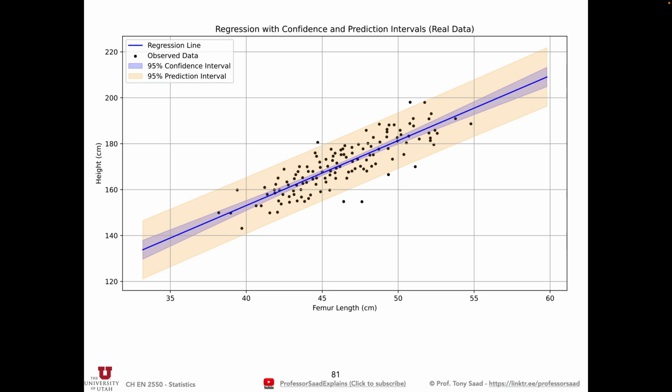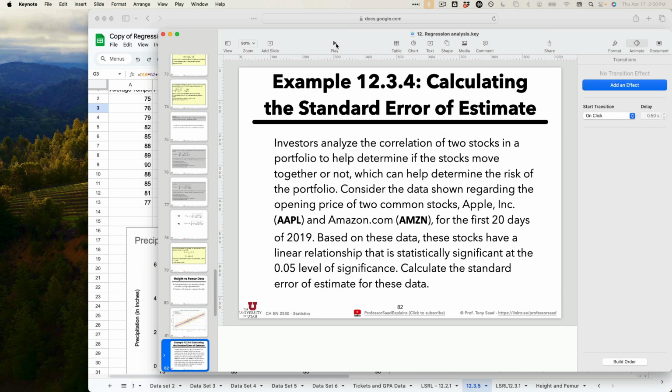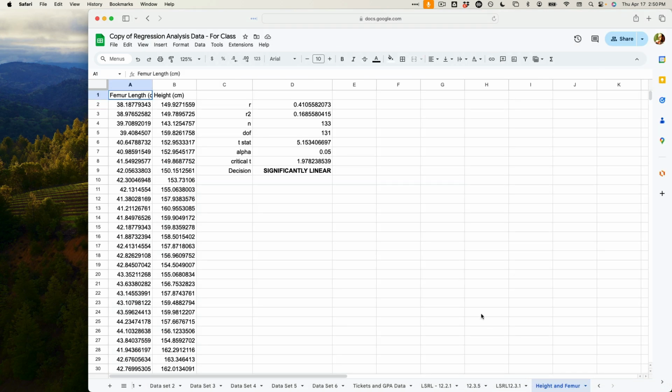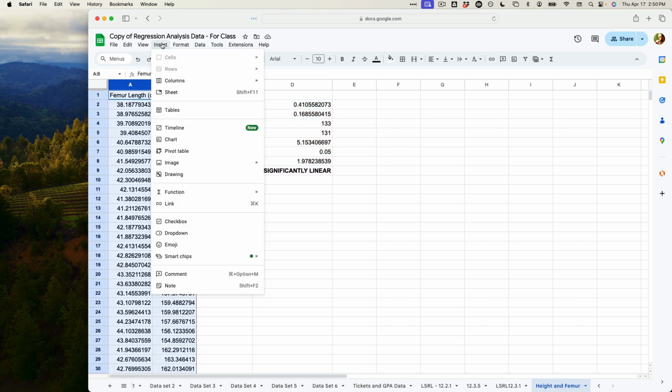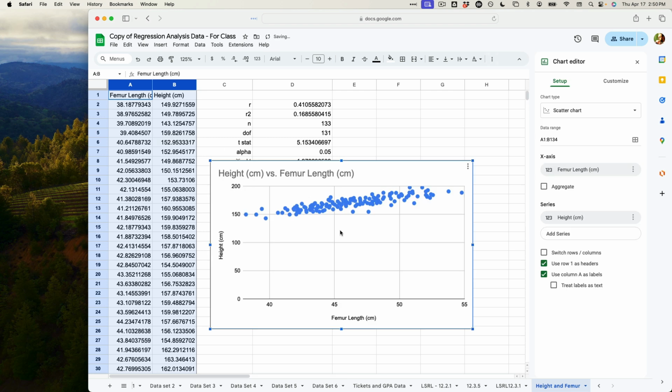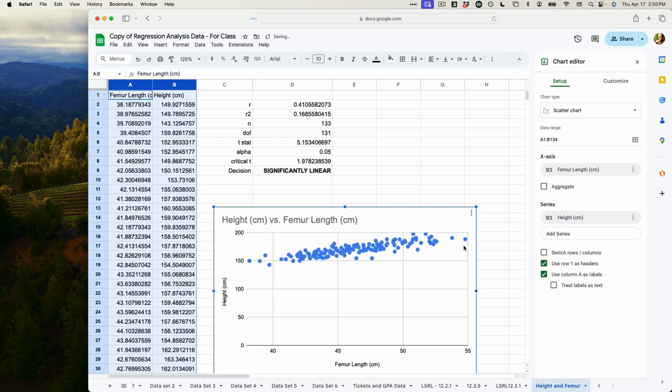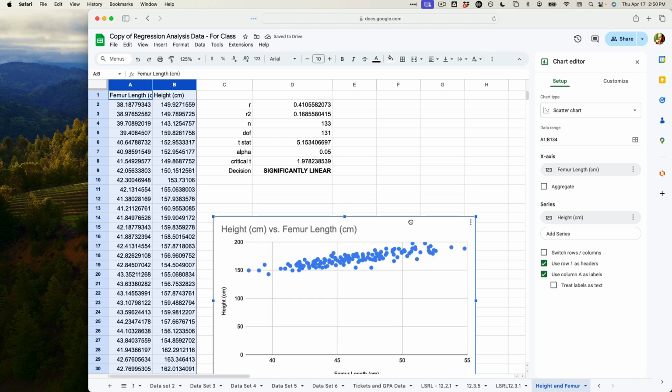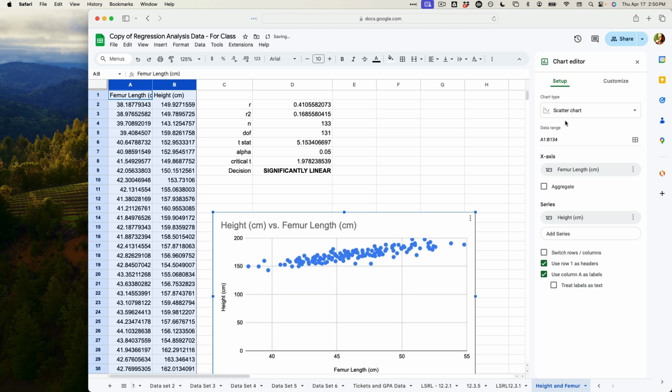All right? So let's do this together in Google Sheets. Okay? So we're going to go to this height versus femur data. And I already copied this thing over here, so we're good over there. But let's plot the data. So insert chart, and it's going to do it for me. You can adjust the y-axis and whatnot. I'm not going to worry about that right now.